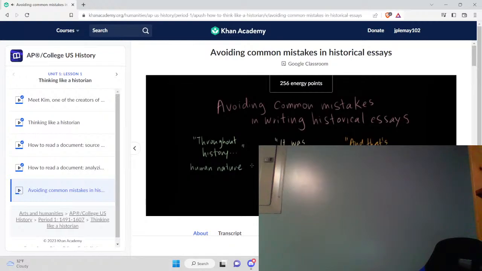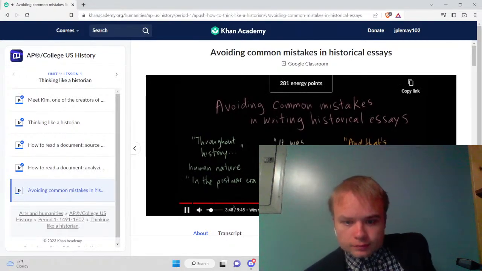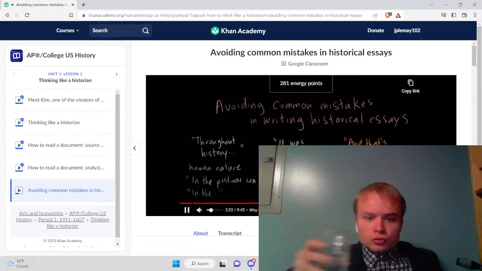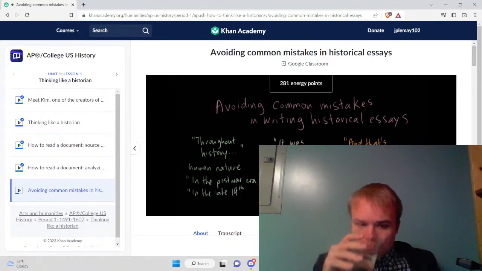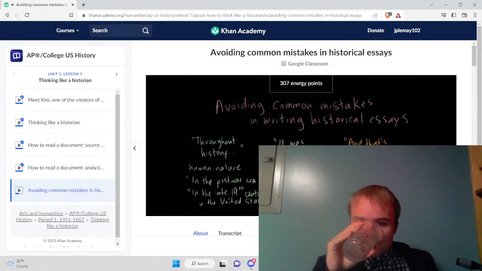So if you're talking about the period from 1945 to 1965, say, in the post-war era, or in the late 19th century. And you might also add, in the United States, right? This shows that you have a strong grasp of both the time and the place that you're writing about. And so you can make an argument that is specific to that time period.